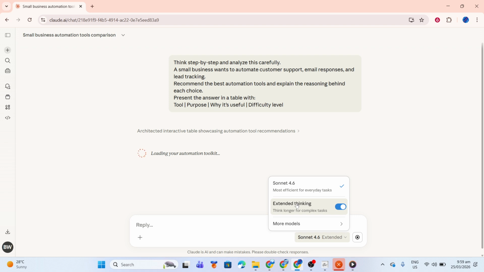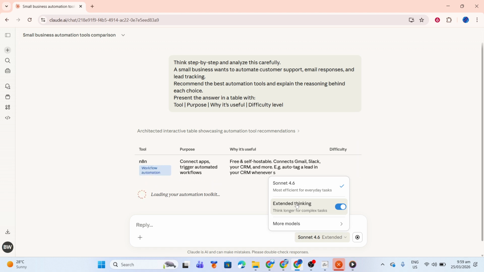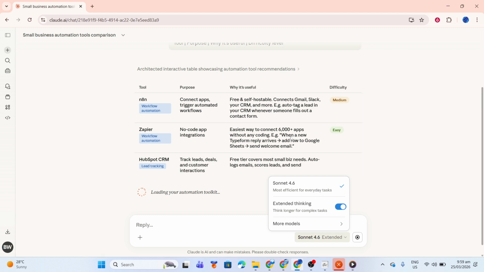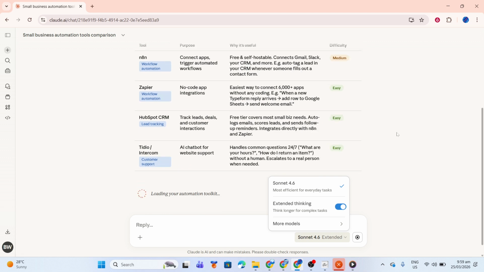Then add guidance that nudges Claude to reason deliberately. Phrases like, "Think step by step," "Analyze this carefully before answering," or "Consider trade-offs and assumptions" signal that you're looking for a thoughtful, methodical response. You can also ask for a concise summary at the end so you get both the detailed reasoning and a quick takeaway. This small addition can transform a decent answer into a well-structured plan.